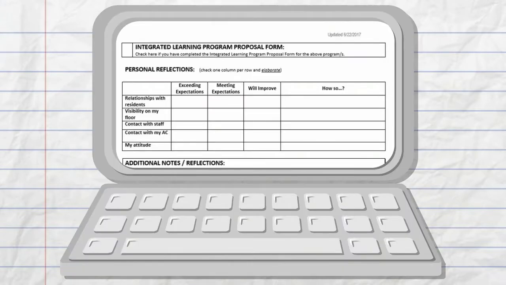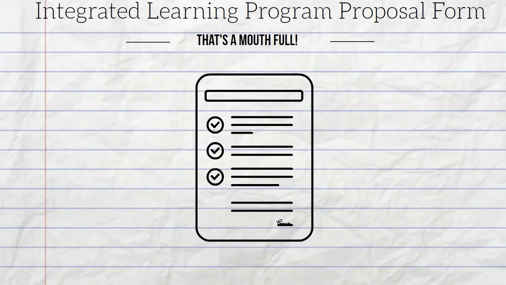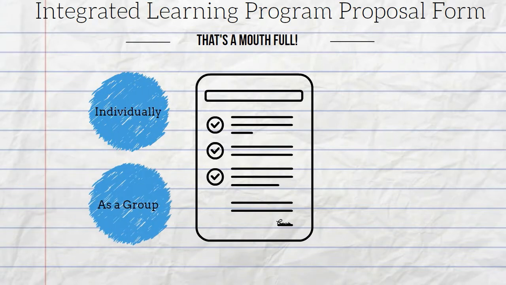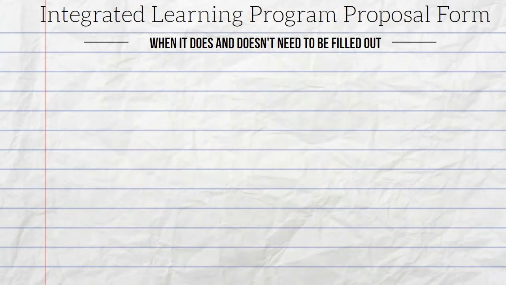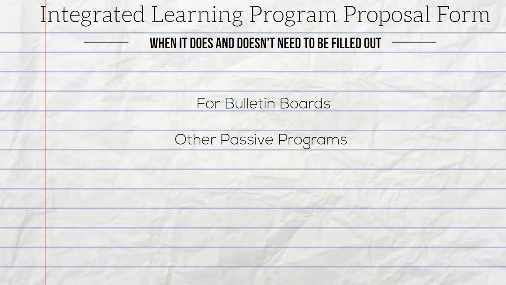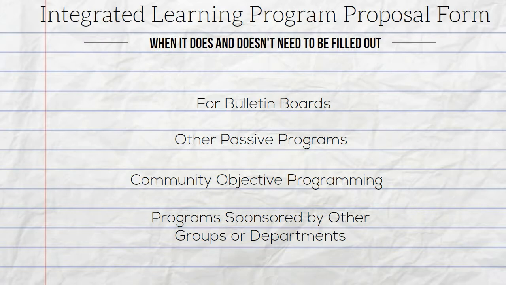After the learning outcomes is a small section entitled Integrated Learning Program Proposal Form. This form needs to be filled out when you plan and put on an event, either individually or as part of a group, which fulfills one of the enrichment objectives. This form doesn't need to be filled out for bulletin boards, other passive programs, or community objectives. In addition, it doesn't need to be filled out if you are attending a program sponsored by another group or department on campus. Here's a little pop quiz to make sure you've got it.